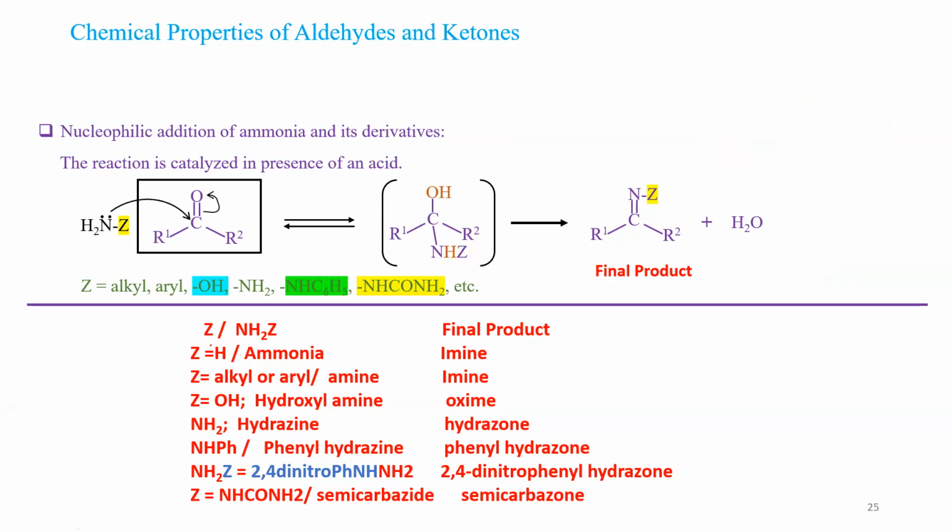Okay, so if Z is equal to H, then NH2Z will be ammonia, and the final product is called imine. If Z is equal to alkyl or aryl, NH2Z will be called an amine, so it will be alkyl amine or aryl amine, and in this case also the product is called imine. Then if Z is equal to OH, it will be NH2OH. This is called hydroxylamine, and the product is called oxime.